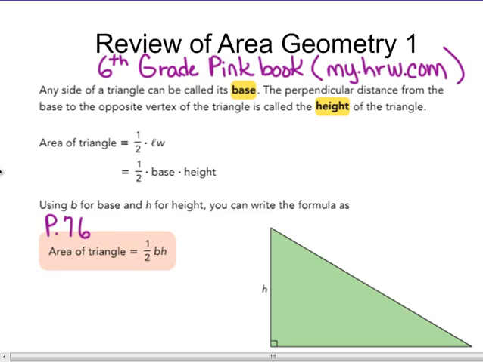Going to be reviewing area in geometry. So, two-dimensional geometry with area. This is a review. It's in the 6th grade book, in chapter 10, section 1, this first part of the 6th grade Math in Focus. It's the pink book when you go online if you need extra practice.